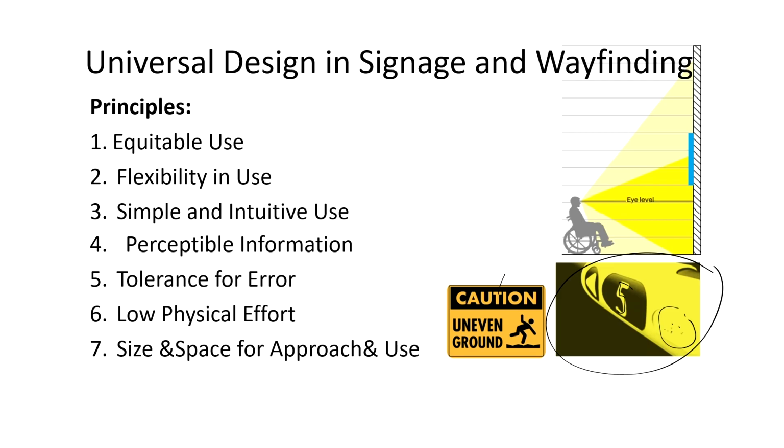For example, ensuring adequate space around signage installation allows a wheelchair user or individuals with mobility impairment to approach and interact with the signages comfortably without obstacles. By incorporating these principles into signages and wayfinding design, we can create environments that are more inclusive, more user-friendly, and accessible to everyone, regardless of their abilities and background.